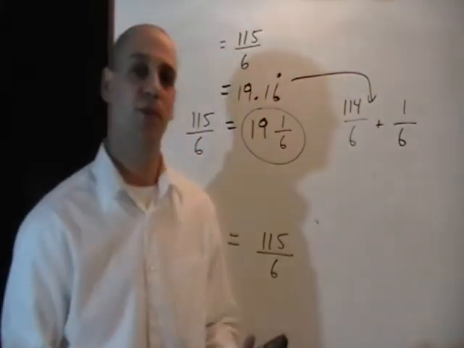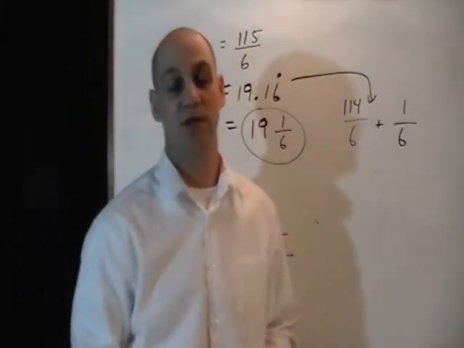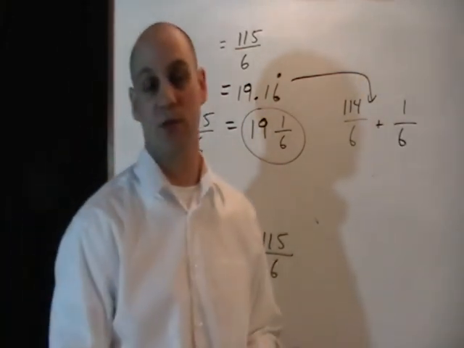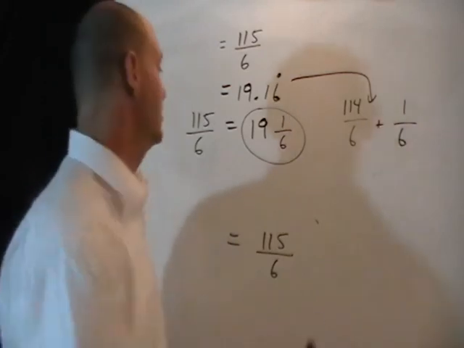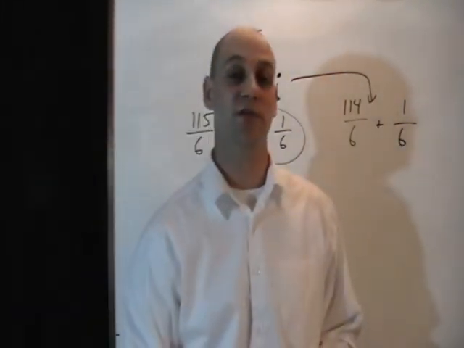And the only other thing to do at this point is to just have a look at the fraction 1/6 and see if it's in lowest terms. Is there any number that can divide evenly into 1 and 6 to reduce it into lower terms? And the answer is no, it's not. So 19 and 1/6 is the answer as a mixed number in lowest terms.